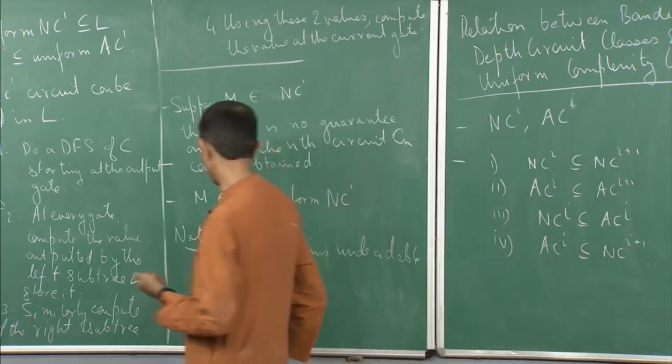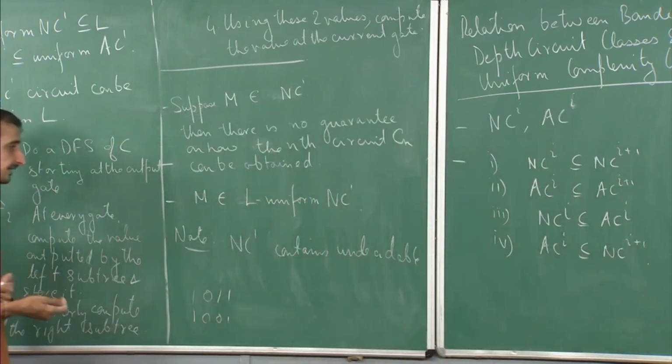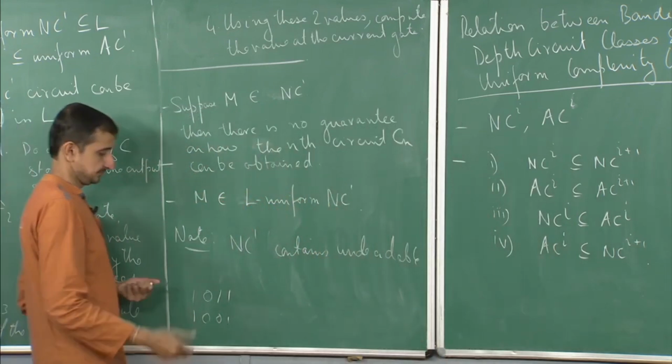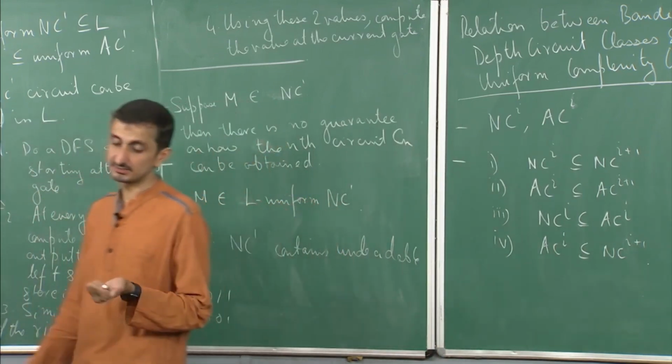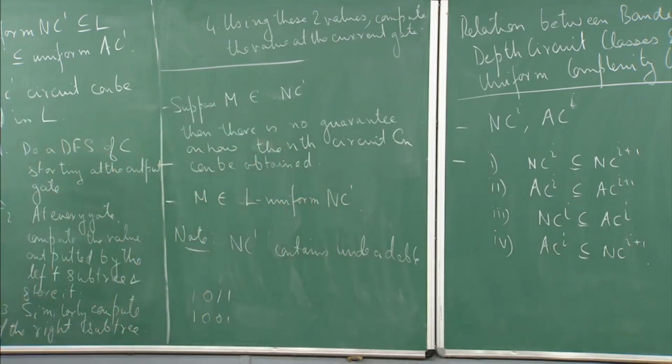So even not just NC0, even getting one bit, which is even smaller than NC0 in some sense, it's just a projection. So yeah.